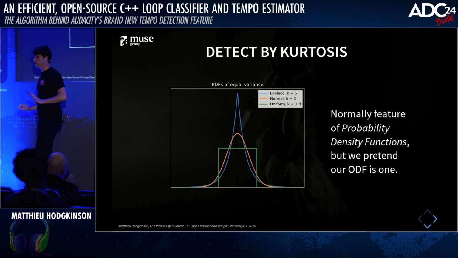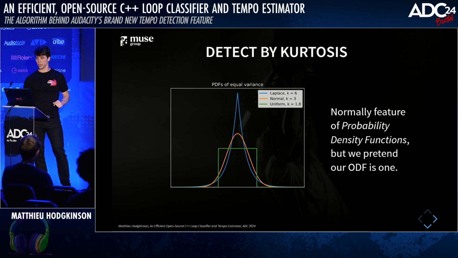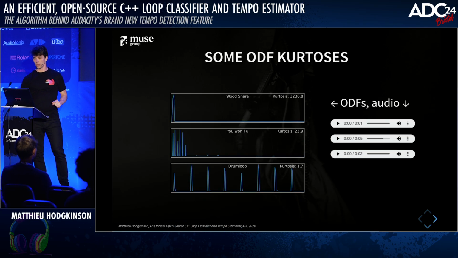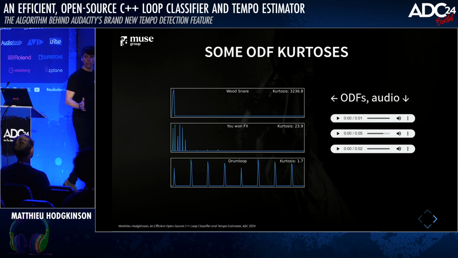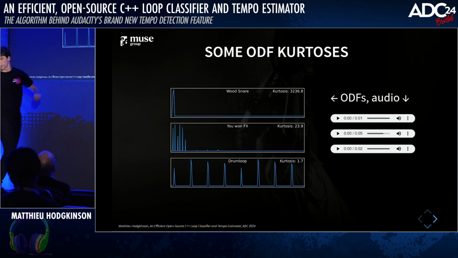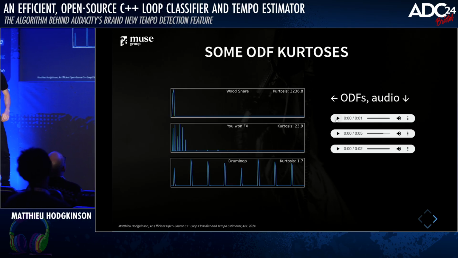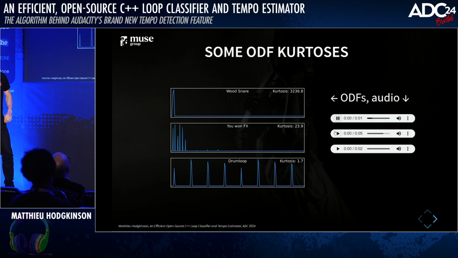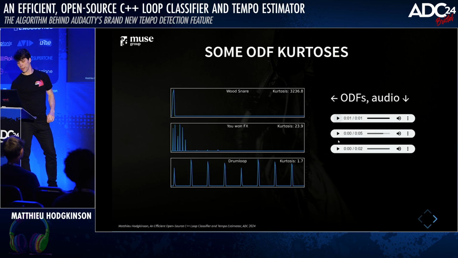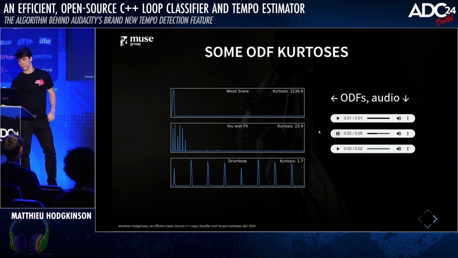Okay, so that looked interesting, and if we run this on actual samples, there's indeed a strong correlation. Wood snare here, kurtosis of 3,000, so that's enormous. This one, 23.